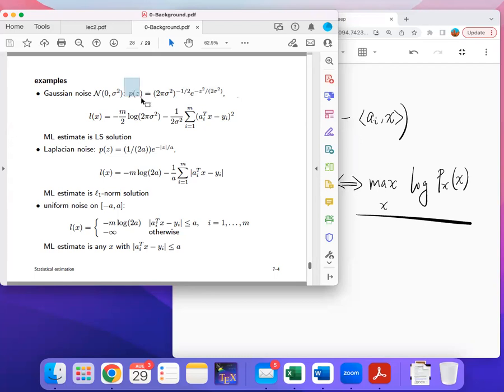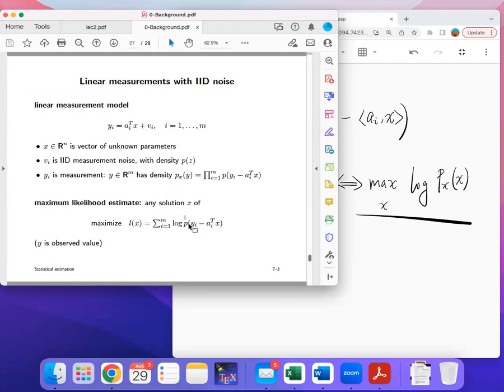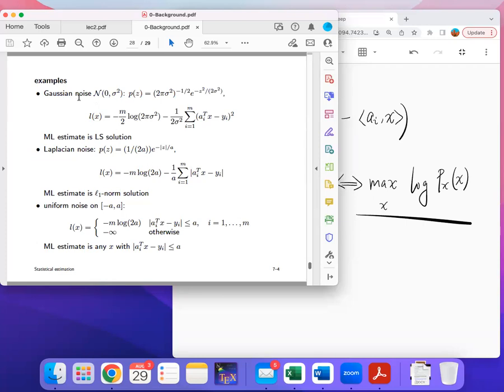Now, given this one, we can plug this into the previous objective function. So we have P of Z here. Replace P of Z by P of yi minus ai transpose x. Just replace Z by this scalar, and then plug it into this objective function. Take the log and take the sum. Eventually, the objective function can be simplified to this one.